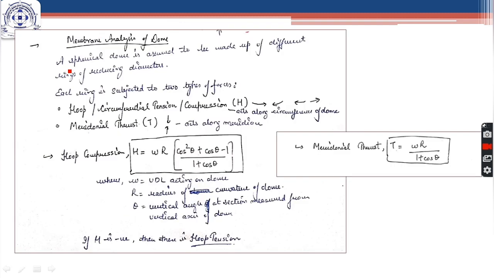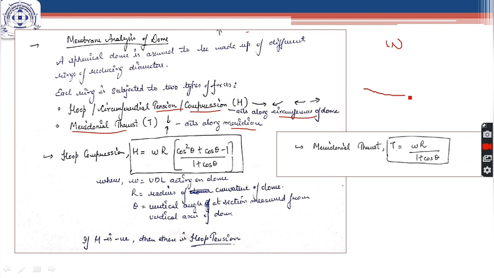So what is the membrane analysis of dome? What we do here is that we first calculate the vertical load W acting on your dome. Then each ring is subjected to hoop or circumferential forces, which can be either tensile or compressive. And then we will have the meridional force, which can be either tensile or compressive. So meridional force acts along the meridian, and circumferential or hoop force acts along the circumference.